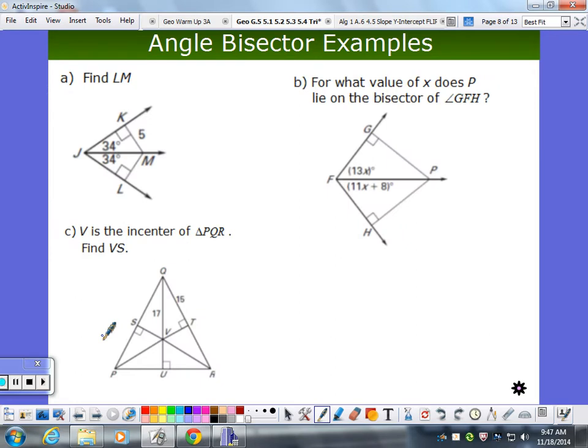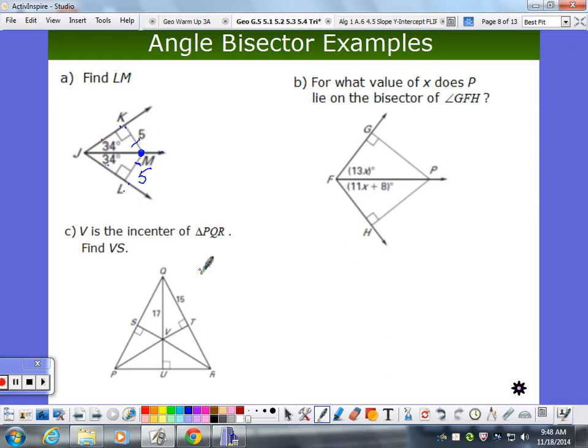Let's look at the top of page 3 here. Find LM. Find this length. The key here is noticing that this is 34 and this is 34. So that makes this an angle bisector, because you see these two congruent angles. What do I know about points on the angle bisector? They are equidistant from the sides of the angle. So this one is 5, and that one has to be 5. So these are congruent pieces.